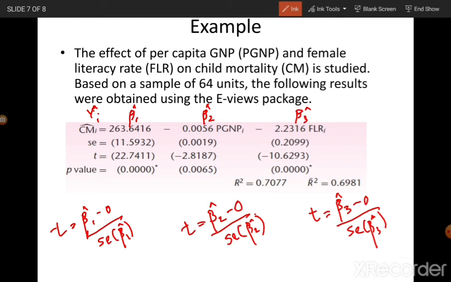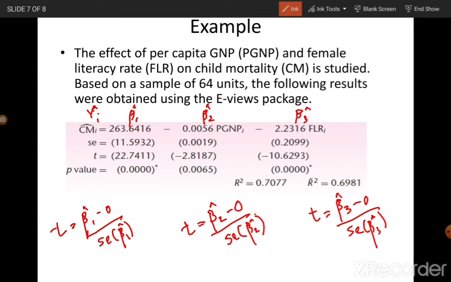Finally, the last row shows you the p values of each of these calculated t statistics. Remember, the p value is the exact and the lowest level of significance at which you can reject the null hypothesis that beta 1 equal to 0, or beta 2 equal to 0, or beta 3 equal to 0.